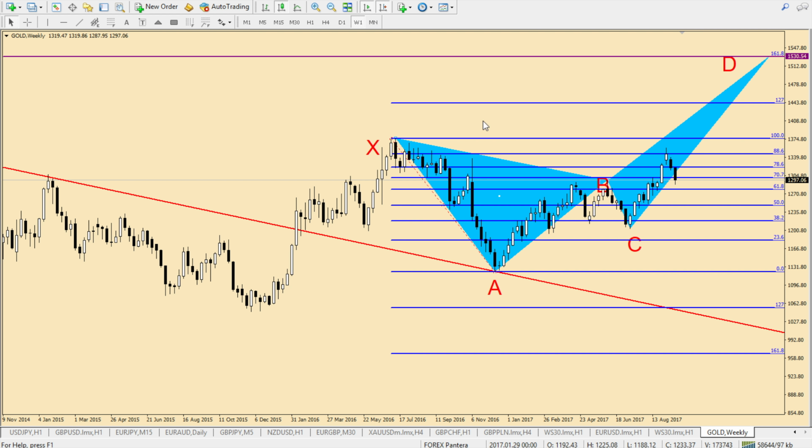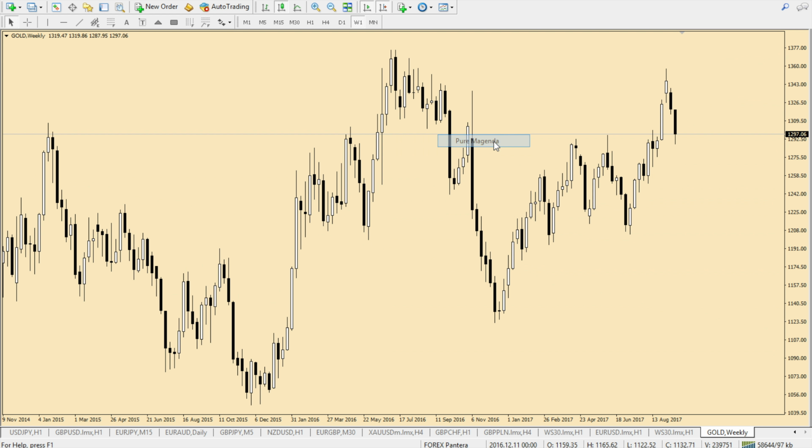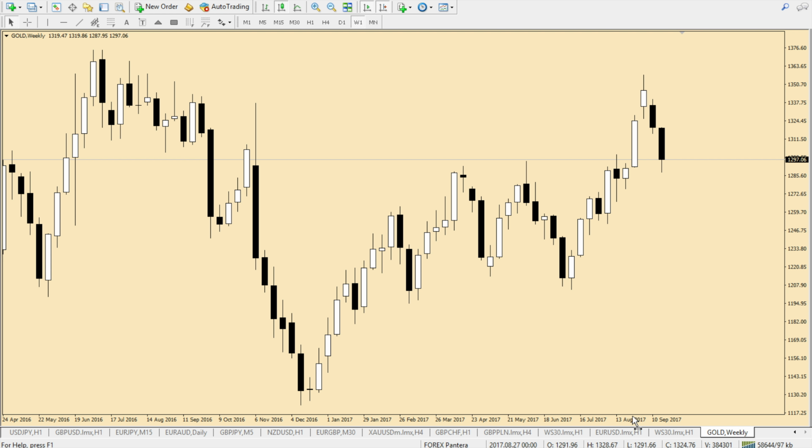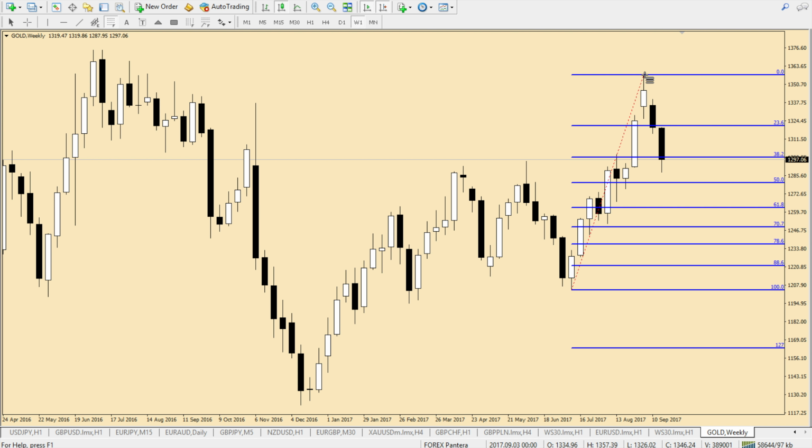So we've got a couple of options. Actually, let's delete everything. Let's just stay with what we have. So at the moment, if we make Fibos, we have a couple of levels here. We've got 50%, which is nice. 38 was already broken. So we could be looking at the 50.